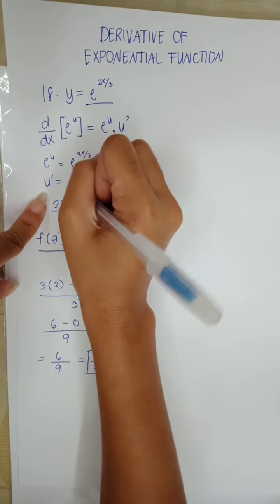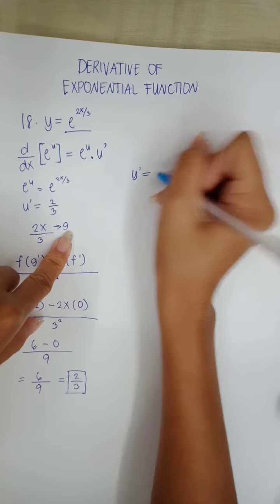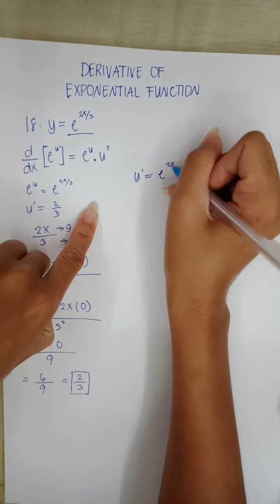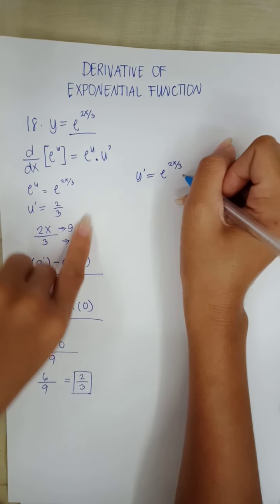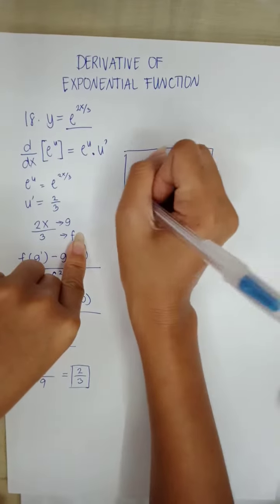So 2 over 3. So y prime now is equal to our e to the u, e to the power of 2x over 3, times 2 over 3. And that is our final answer.